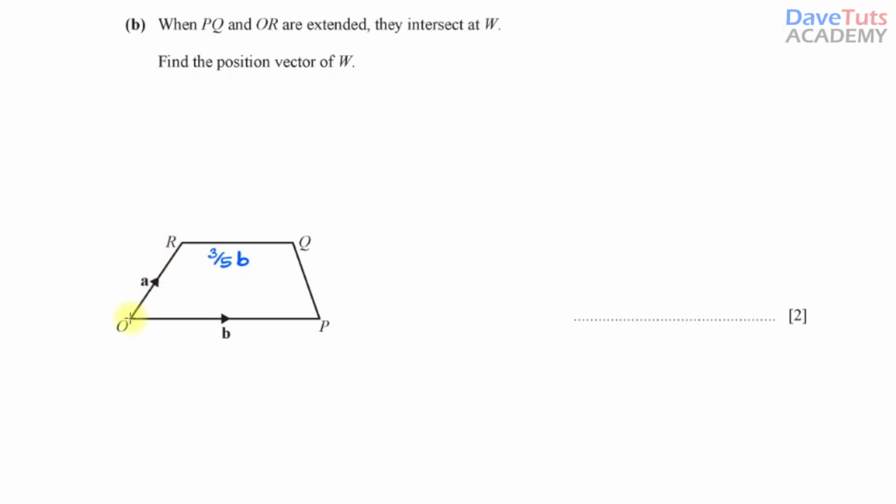So we can start at O. We just want to extend in that line. Okay. Then PQ, we also want to extend that. This is their point of intersection. Let's call that W. Okay, we have to find the position vector of W.